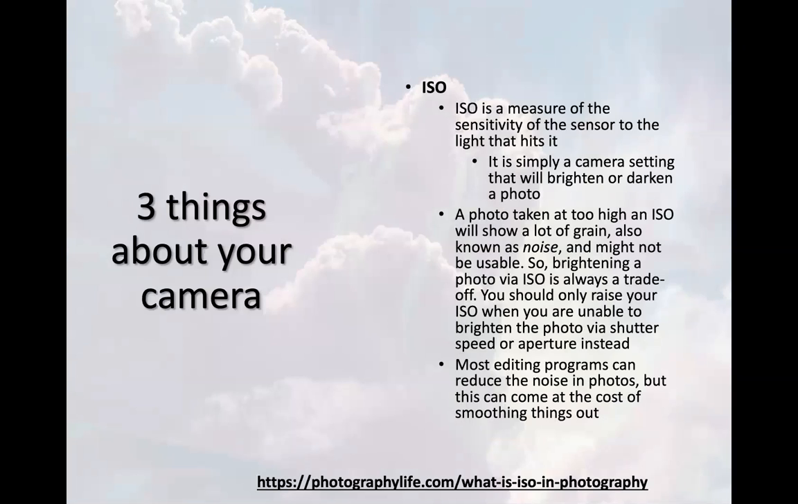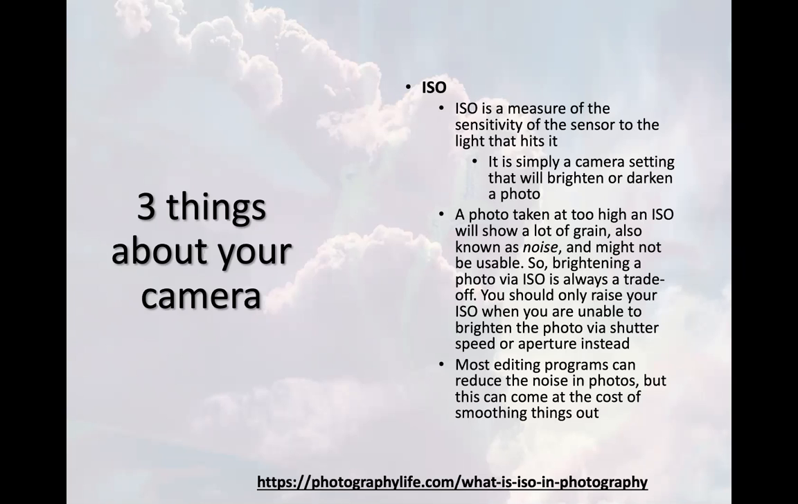ISO. It's a measure of the sensitivity of the sensor in the camera to the light that hits it. The sensor is the bit that actually captures the picture, captures the photograph. It is simply a camera setting that will brighten or darken a photograph. A higher ISO number makes it more sensitive, and it will capture more light. It will convert more light into the things that it's recording.